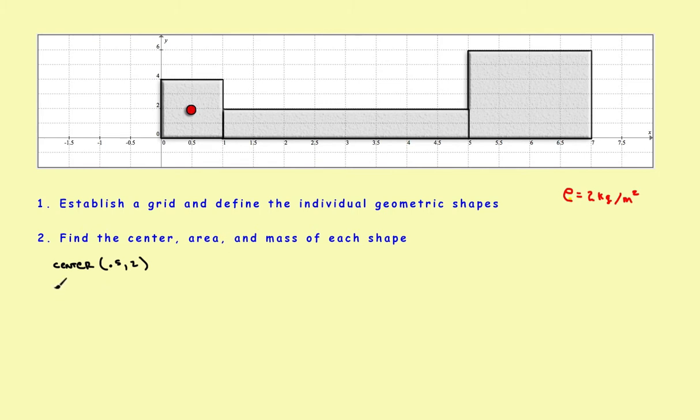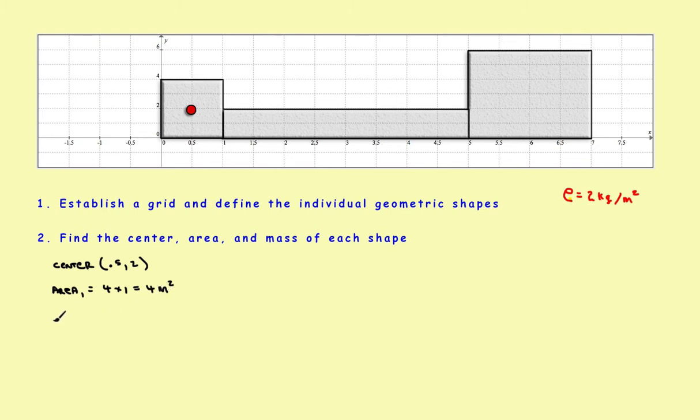Now I want the area of the first rectangle. We'll call it area 1. Area 1 would be, again, just the height times the width of the rectangle. So 4 high and 1 wide. It would be 4 times 1, which would be 4. And let's assume here that we're working in meters, so we'll call it 4 square meters.